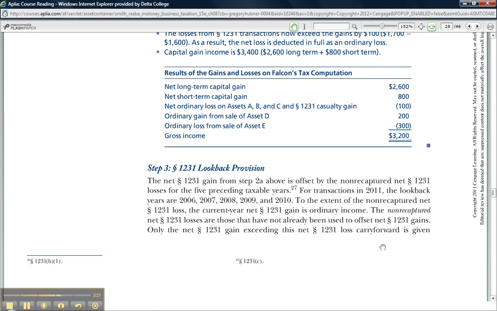Step 3 in the netting process asks you to look at something called a look-back provision. Basically speaking, this applies to 1231 gains only. And remember, I said before, 1231 gains produce capital gain treatment, where you get the beneficial tax rate if you're a person, or the ability to offset capital losses if you're a corporation. So capital gain treatment is great. And 1231 sales that produce a gain are treated as capital gains, except in a couple of situations. One of those situations is where this look-back provision applies.